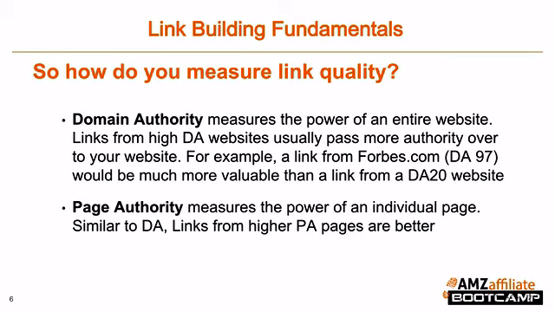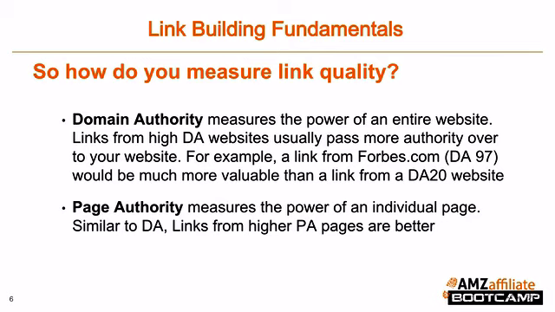Now, for example, let's say you get a link on Forbes.com, which has a domain authority of 97. This would be much more valuable than a link from a website with a domain authority of 20. So even if you get the link on a brand new Forbes page, which probably has a lower page score than its more core website pages, it would still be extremely powerful because it's 97 out of 100. That's a really, really awesome domain authority score to have a link from.